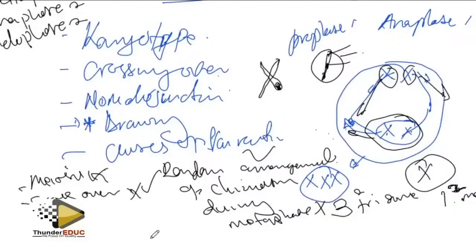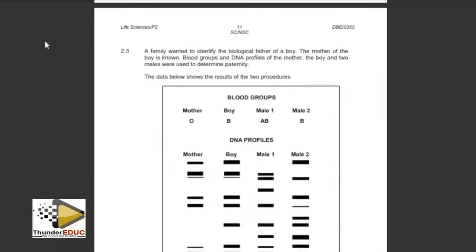Then plus you can talk about mutation, random fertilization. Unless they have said give 3 causes of variation during meiosis or during the process of meiosis. Then now you talk about crossing over, talk about random arrangement of chromosomes, and then you can talk about mutation. Then you don't talk about random fertilization or random mating. You don't talk about it. Yes. Yeah, I think that is the meiosis.